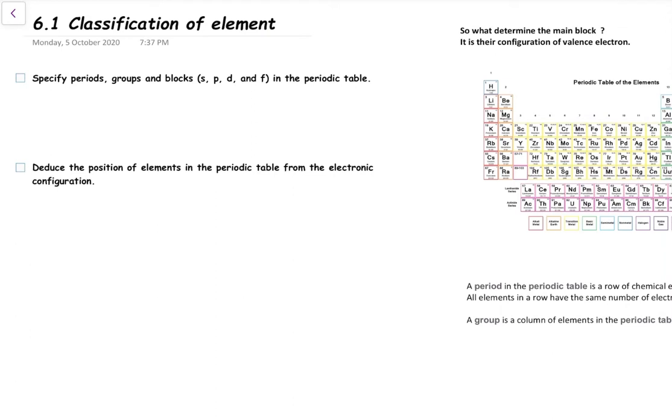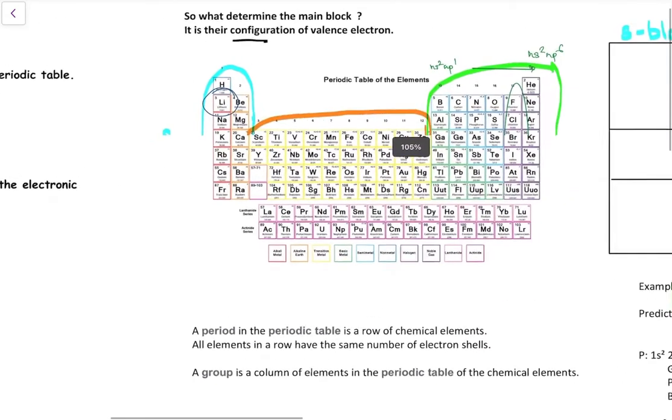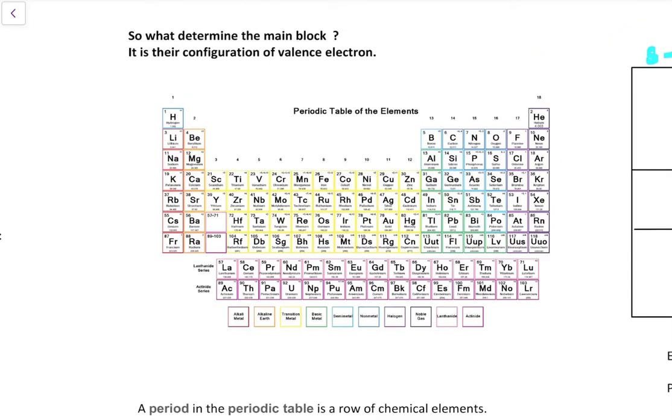Today we're going to learn the new chapter, which is periodicity. The first part for this chapter is the classifications of elements. What you need to know about this chapter is basically how scientists arrange the elements in the periodic table and what information it gives you.